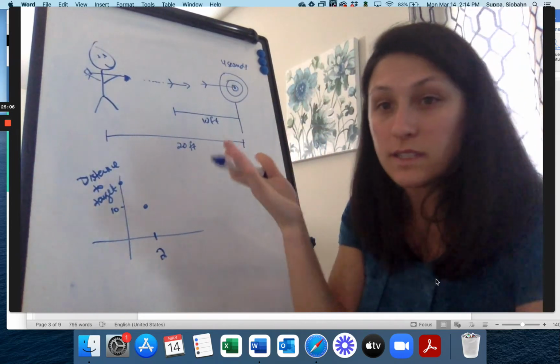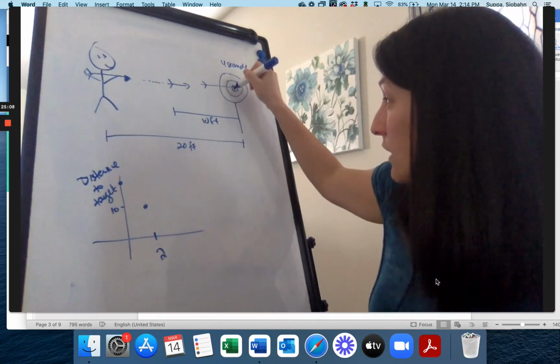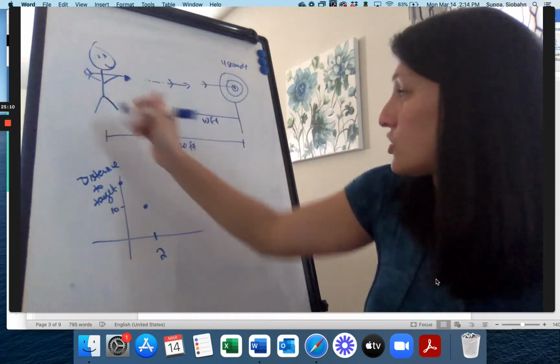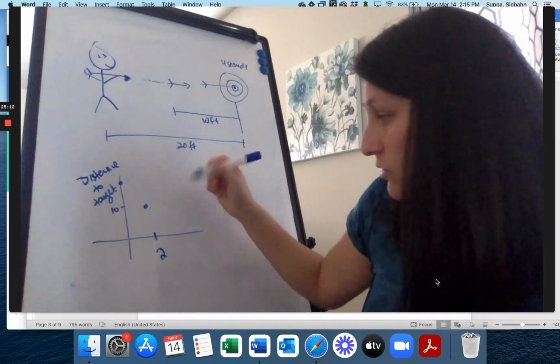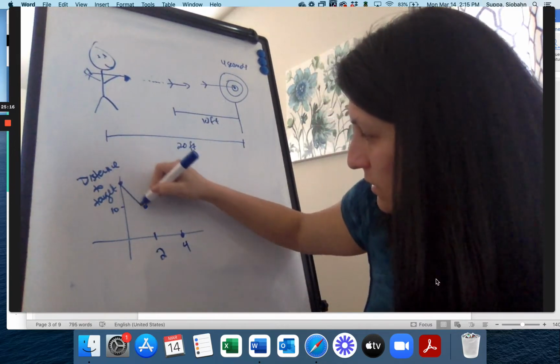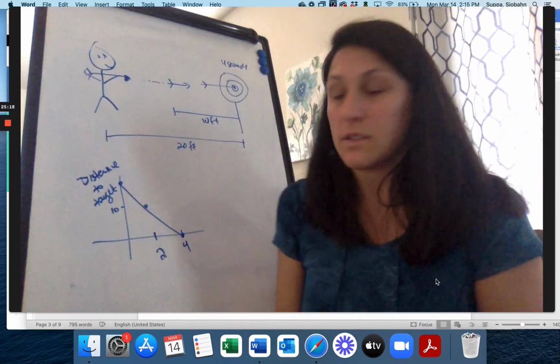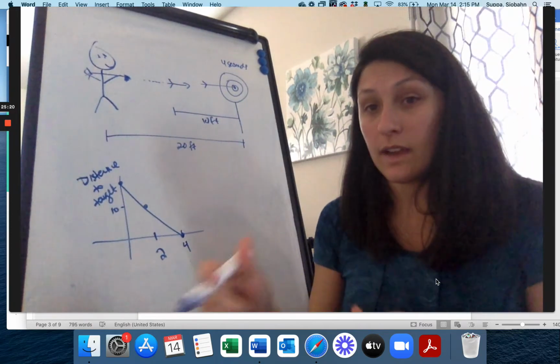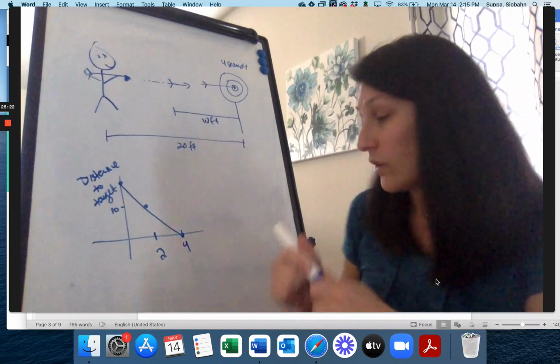Well, now your distance is 0 because you're on the target. So there's no line I could draw showing the distance because you're there. So here you go. After 4 seconds, you have hit the target. So it looks like this. That's a rough sketch of the arrow's distance to the target over time.